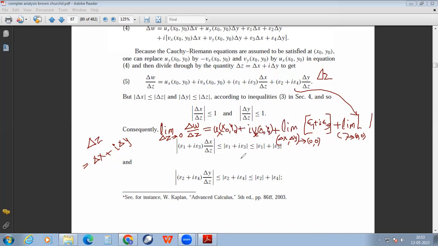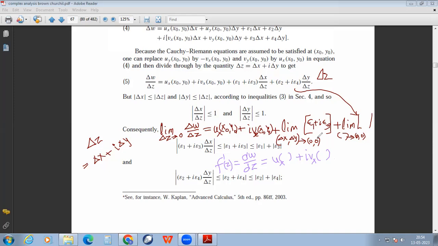Yes, ma'am. So the left side I can say is nothing but dw by dz by our notation, and the right side becomes ux at that point plus I times vx at that point, meaning the derivative exists. Either you call it d/dz or you have another notation. What is that? F dash of z. So this way we say that the derivative exists.